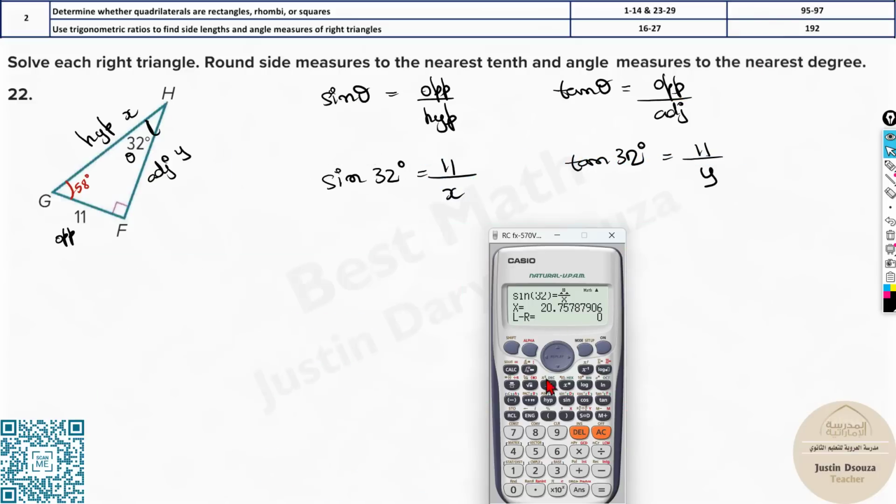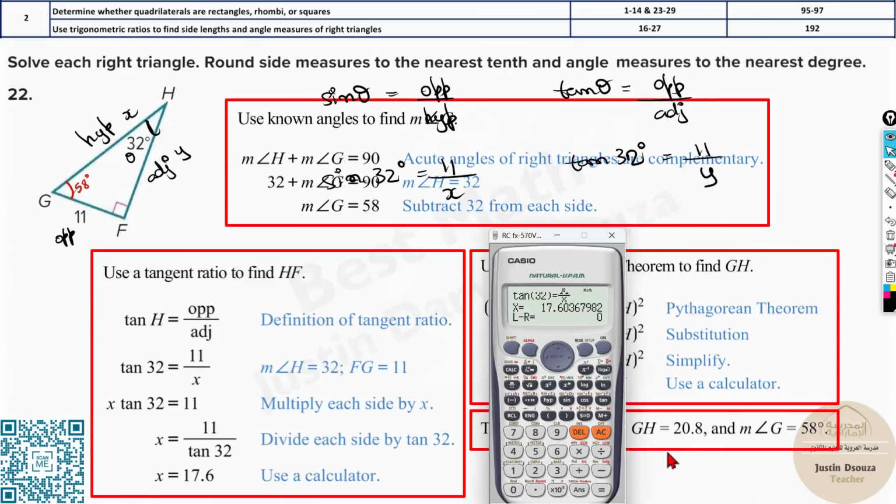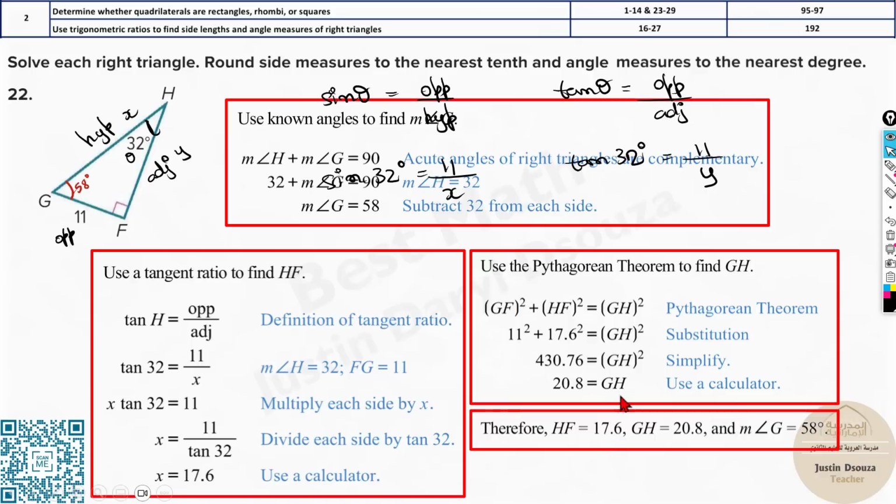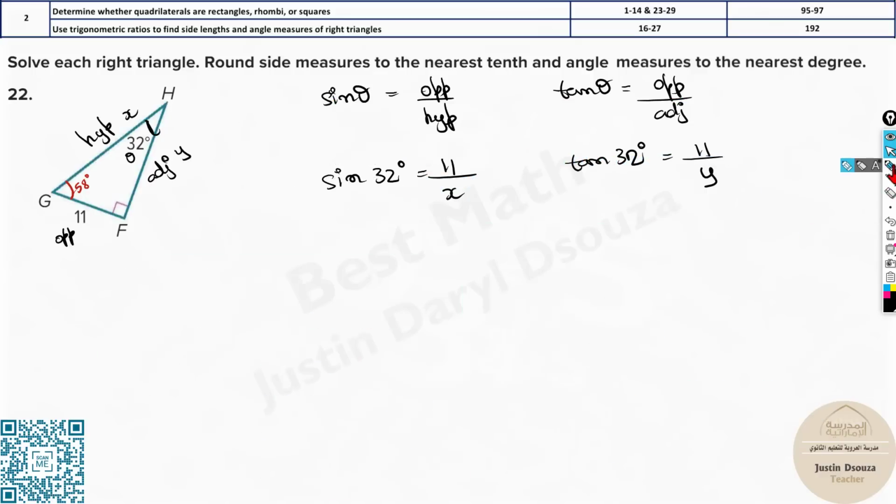The other one, you can do the same thing with tan. Tan 32 equals 11 divided by y. Again take it as alpha x, shift and solve, and the answer is 17.6. Yes, we have 17.6. Those are the two answers. But if you want to do the steps, here we got y is 17.6 and over here x is equal to, I just forgot, anyway.